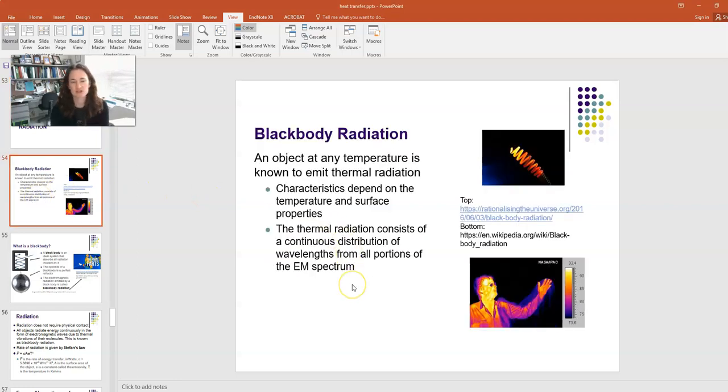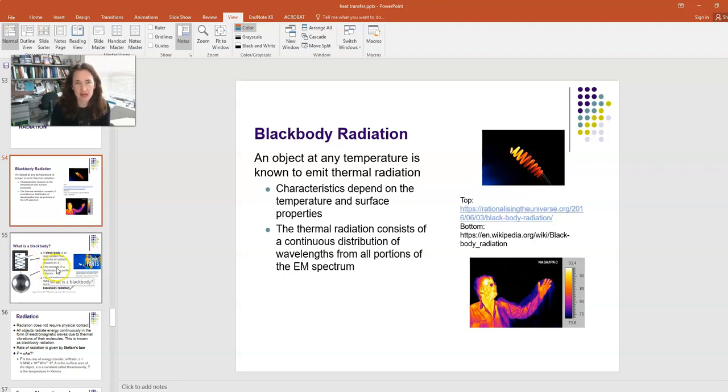This kind of heat transfer is often explained by black body radiation. So the idea here is that if you have an object sitting at any temperature, it's emitting radiation due to its temperature, just its temperature. Now, the amount and wavelength of the radiation emitted depends on the temperature of the object and the surface properties of the object. So the thermal radiation is really a continuous distribution of wavelengths from all portions of the electromagnetic spectrum, but it has a characteristic shape to the intensity curve, as we'll talk about here in a minute.